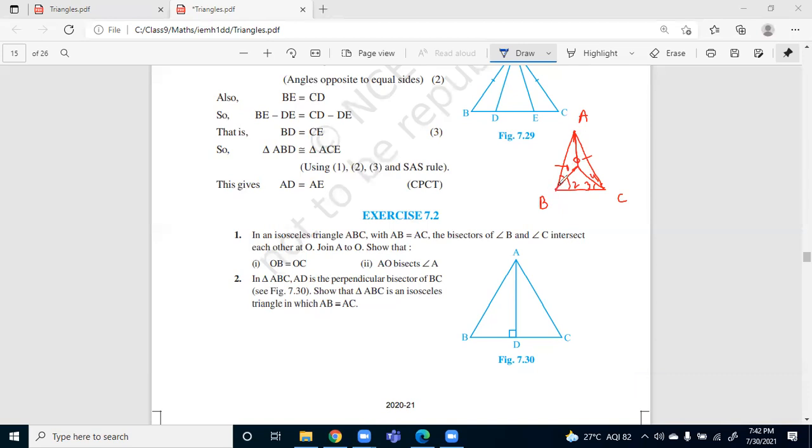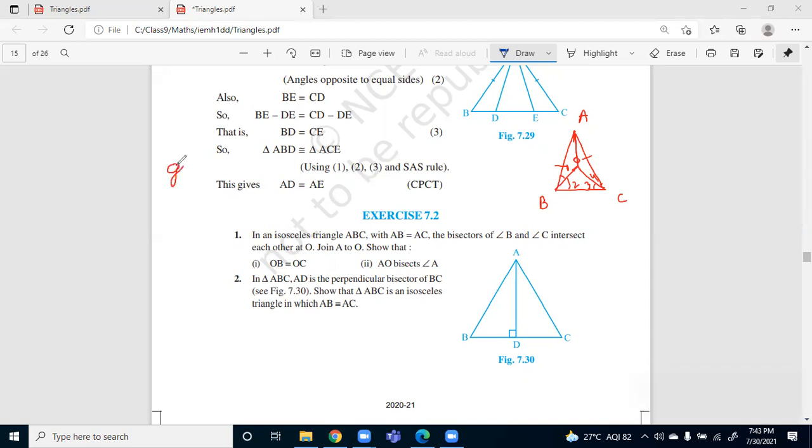Have you understood the diagram? It is an isosceles triangle. First we have drawn the isosceles triangle. Then we have drawn bisectors of angle B and angle C. They are meeting each other at point O. Now I have joined A to O. So let's do the solution.